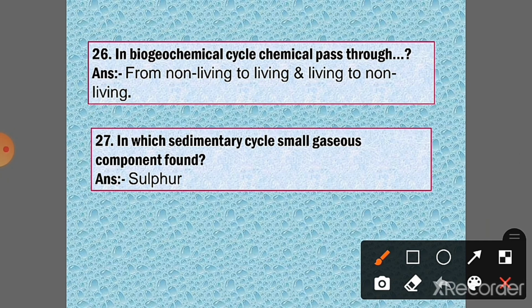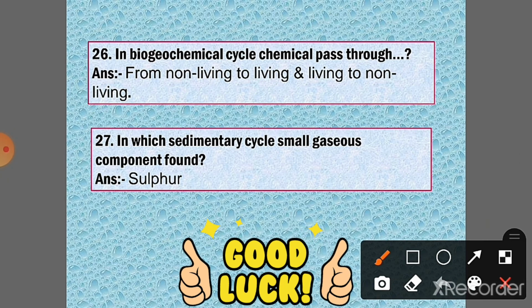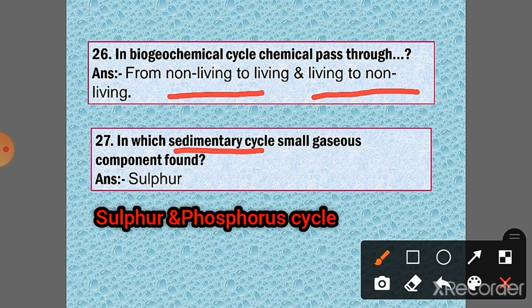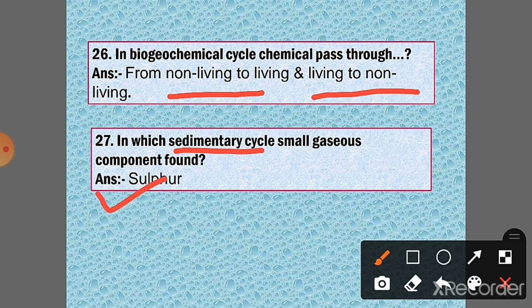26. In a biogeochemical cycle, chemicals pass from non-living to living and living to non-living, that means in both directions. 27. In which sedimentary cycle? Sedimentary cycle: sulfur and phosphorus cycle. Small gaseous component found. Answer: sulfur cycle. For the sedimentary cycle, the main reservoirs are soil and rock.